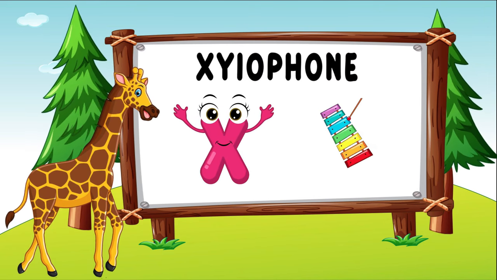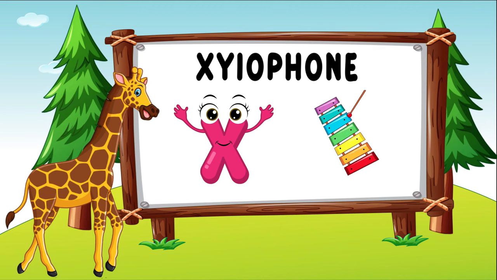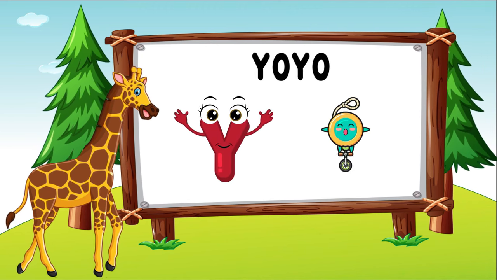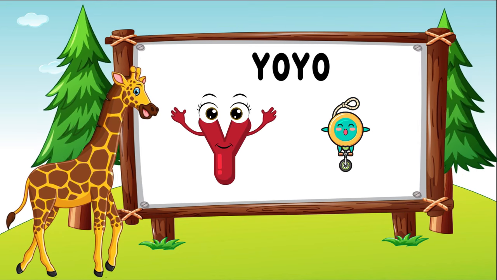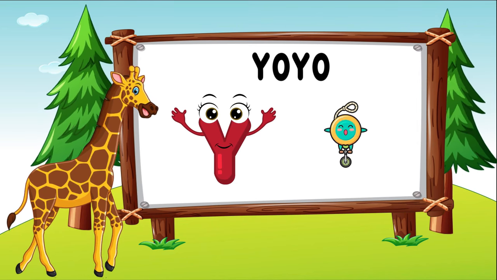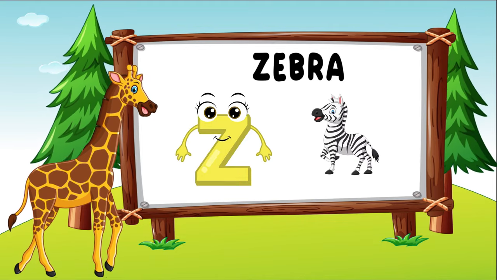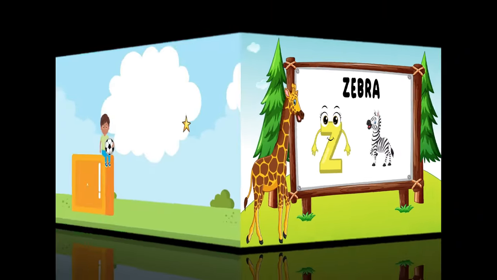X, X, xylophone. Y is for yo-yo. Y, Y, yo-yo. Z is for zebra. Z, Z, zebra.